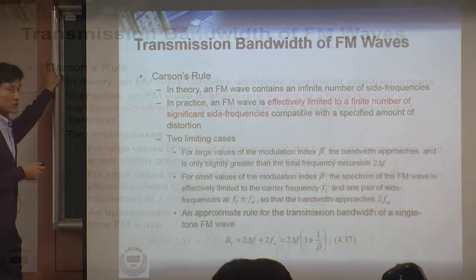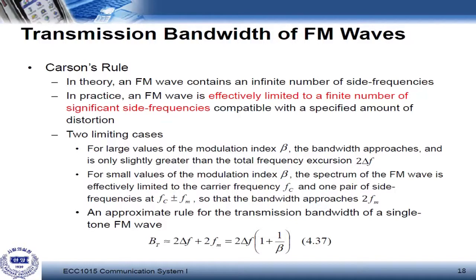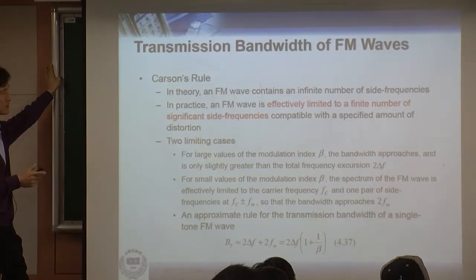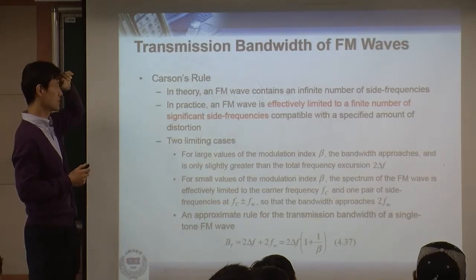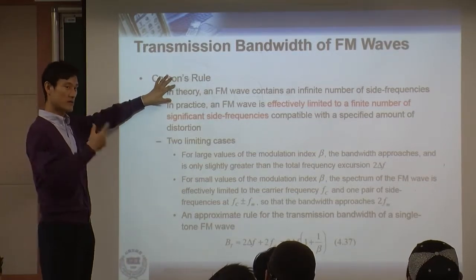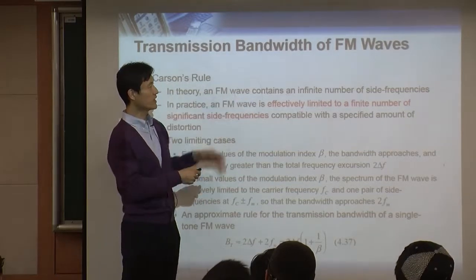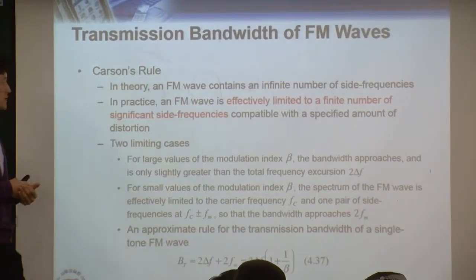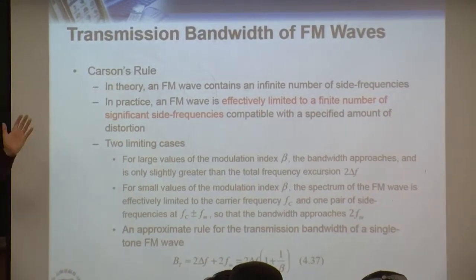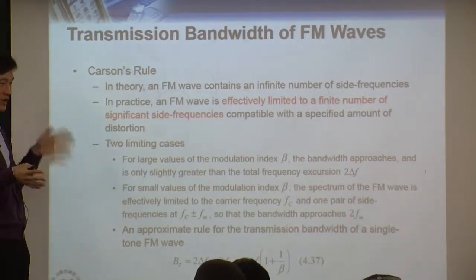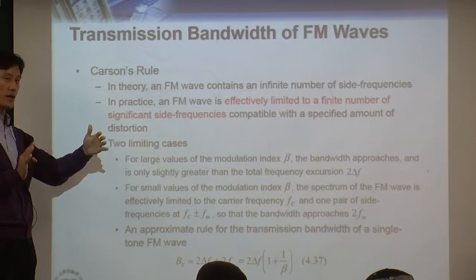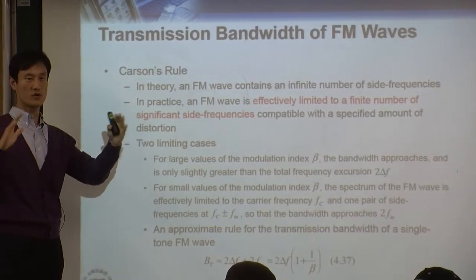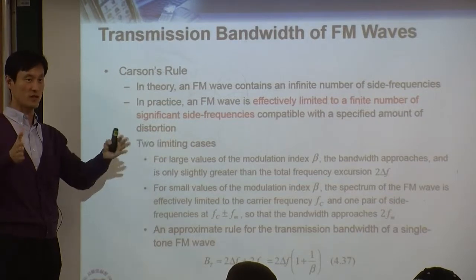So there's a rule called Carson's rule. In theory, Carson's rule tells you what the bandwidth of the FM signal is. In general, as we said earlier, in an FM signal you have an infinite number of side frequencies. But in practical systems, you cannot have infinite frequencies. So what you need to do is limit your bandwidth, and some other frequencies out of your band, you have to remove.